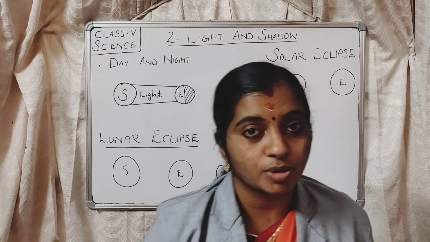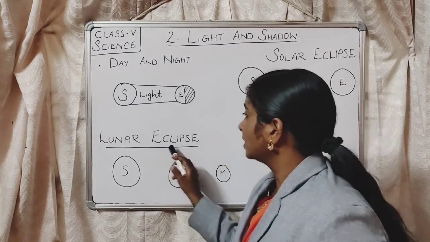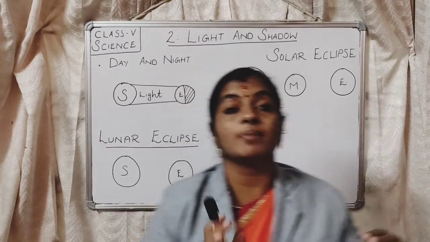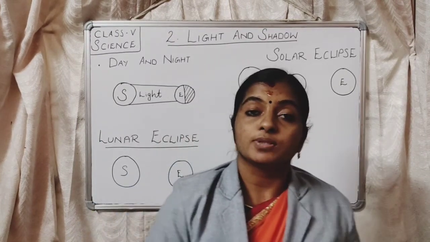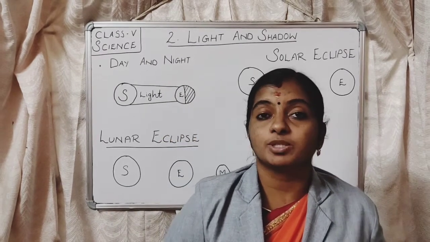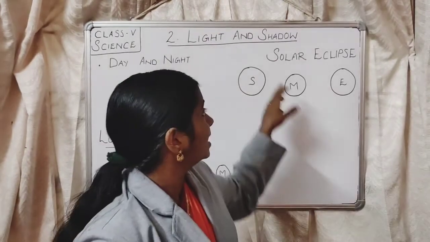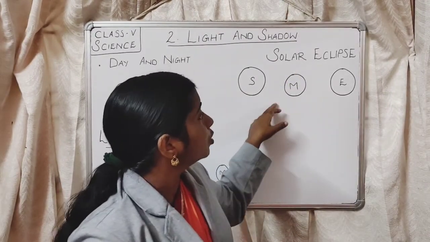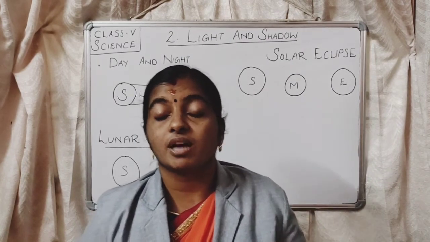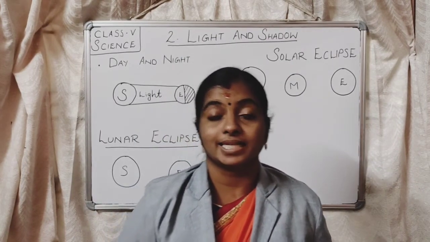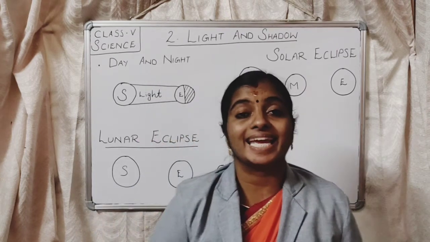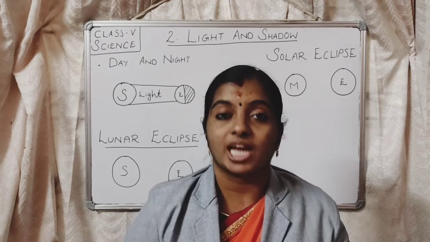I hope you understood both the points, that is lunar eclipse and solar eclipse. In the case of lunar eclipse, the earth is coming in between the sun and the moon. So obviously the moon will not be receiving light from the sun, so the moon will not be visible to the people on the earth. Similarly, in the case of solar eclipse, the moon comes in between the sun and the earth. So some part of the earth will not be receiving the light from the sun, resulting in a solar eclipse. So both these concepts, that is both day and night and eclipse, are based on the principle of shadow.